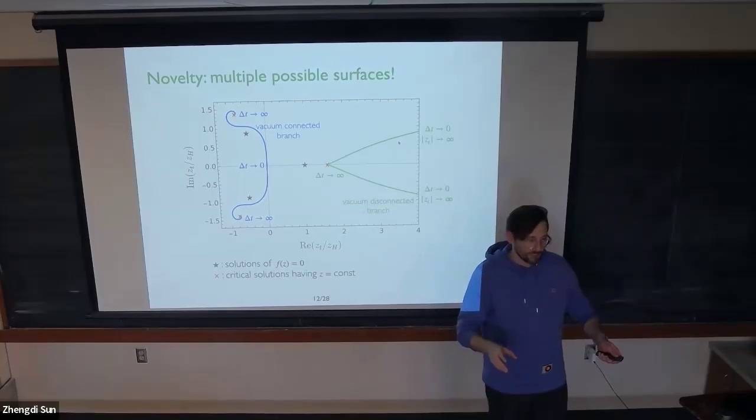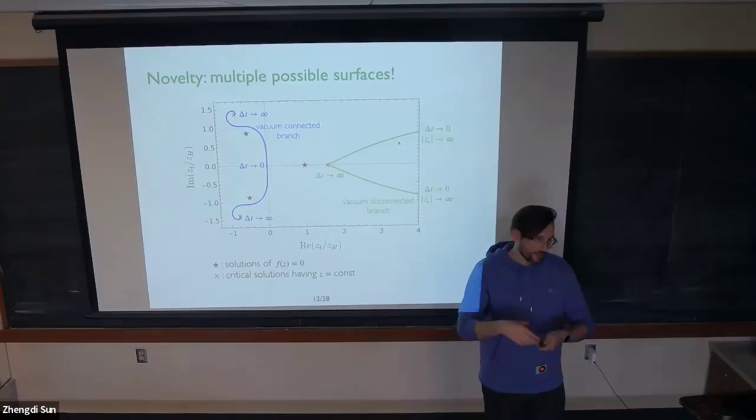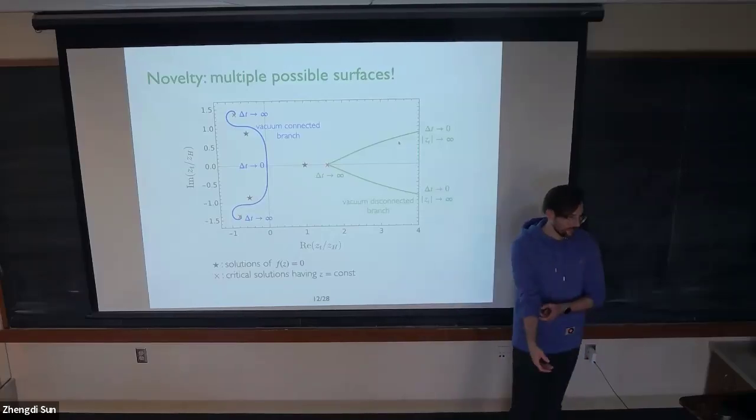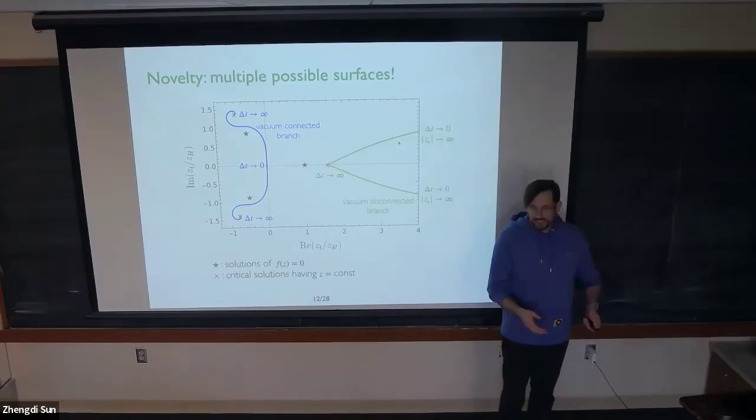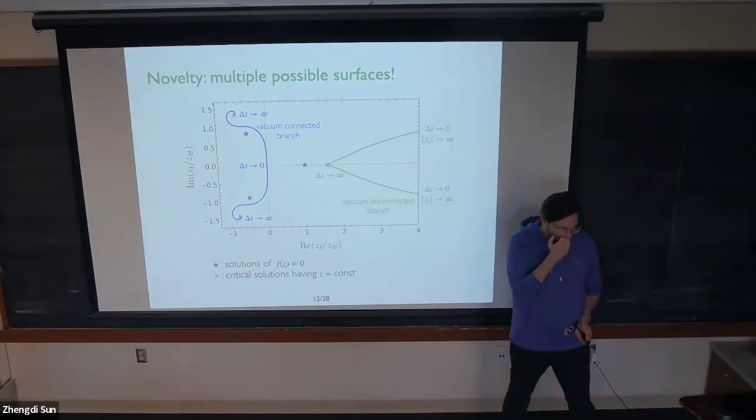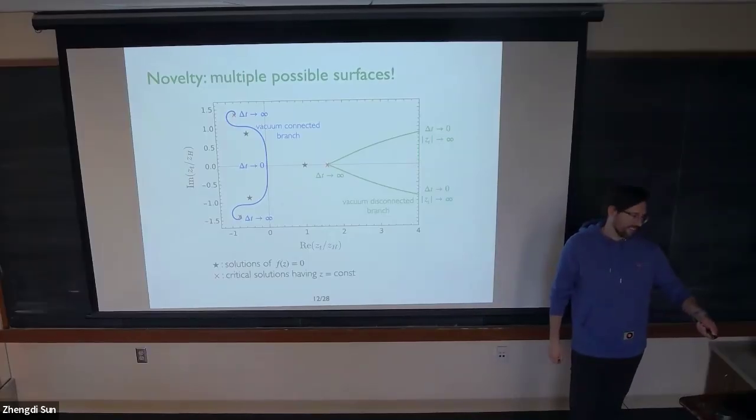And we have to understand what is going to be the criterion that's going to pick one over the other and give rise to a notion of holographic time-like entanglement entropy. So let me discuss these branches. The first branch is the one that we call vacuum connected, which is the one such that when the separation goes to 0, the tip of the surface goes to the asymptotic boundary, right?